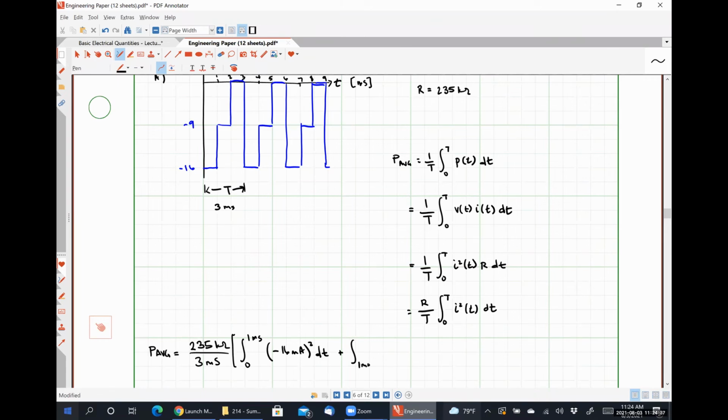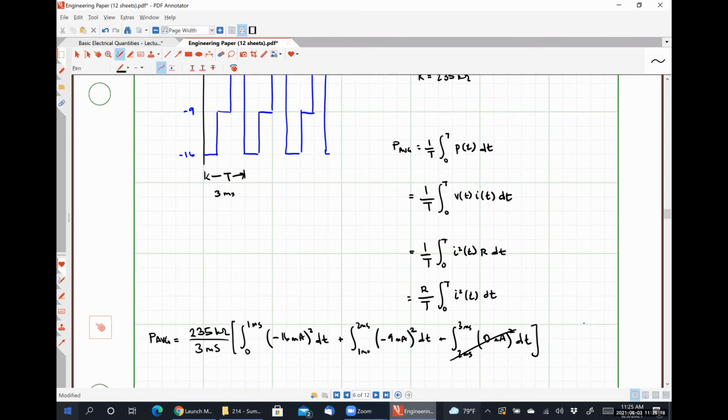Then I have my next integral. It's going to be from 1 millisecond to 2 milliseconds. What's the value of my current over this interval? Minus 9. Negative 9 milliamps. Need to make sure I square my current. And then my third portion is going to be from 2 milliseconds to 3 milliseconds. What's the value of my current over this interval? 0 milliamp. 0. That's it. And I know this part right here is going to go to 0. I didn't actually need to write it, but I wanted to make sure that you guys understand that I am actually integrating over exactly one period.